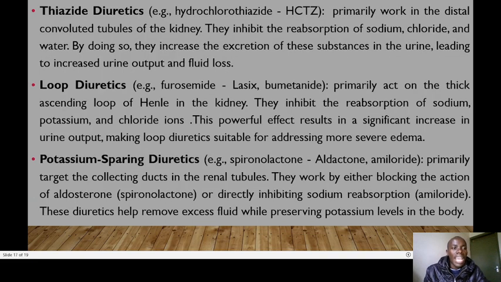So when you look at the thiazide diuretics, good examples are hydrochlorothiazide, HCTZ. This primarily works in the distal convoluted tubules of the kidney where they inhibit reabsorption of sodium, chloride, and water. So by doing so, they increase the excretion of these substances in urine, leading to increased urine output and fluid loss, and edema may resolve.